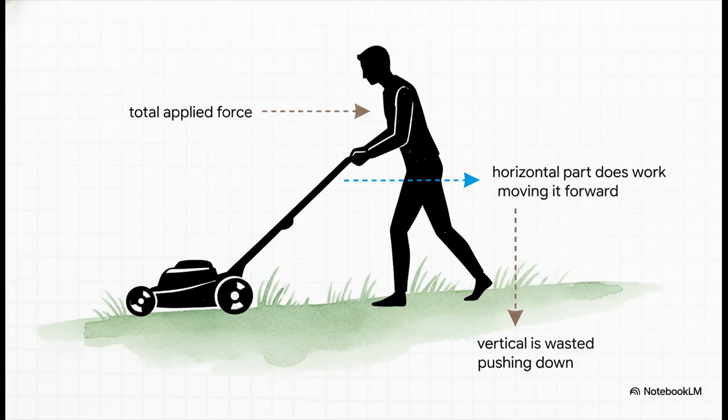Okay, so here's the core idea. The force you're applying is a vector. It's got a direction and a strength. But when you apply that force at an angle, it kind of splits into two parts. You've got the horizontal part, which is what actually moves the mower forward, and then you have the vertical part, which is just pushing it down. Projections are the tool we use to find that one useful horizontal piece.